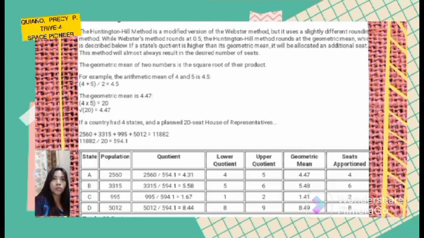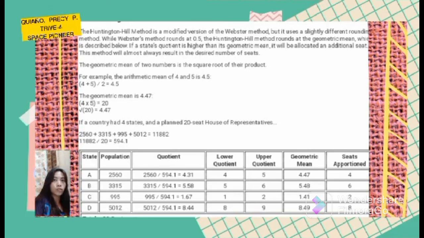For state A, the geometric mean of the quota is the square root of 4 times 5, which equals 20. The square root of 20 is 4.47. State B, 5 times 6 equals 30. The square root of 30 is 5.48. State C, 1 times 2 equals 2. The square root of 2 is 1.41. State D, 8 times 9 equals 72. The square root of 72 is 8.49.